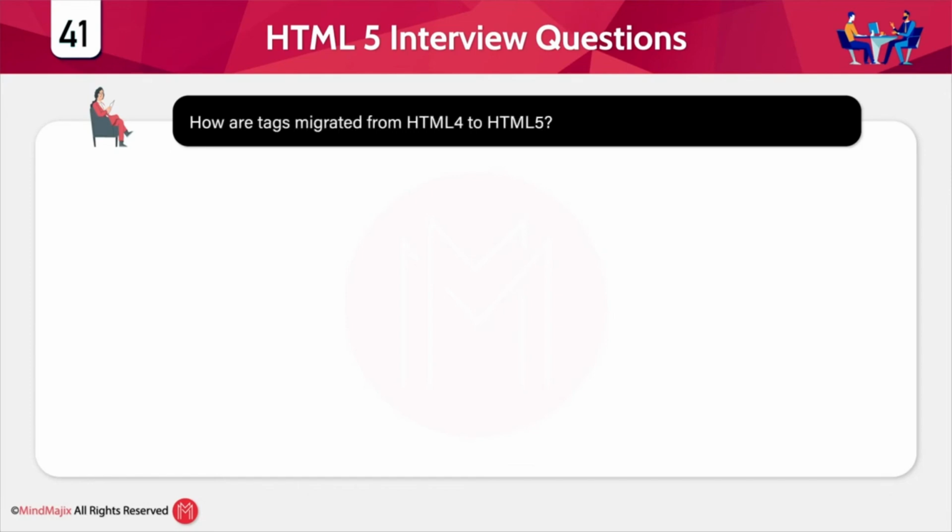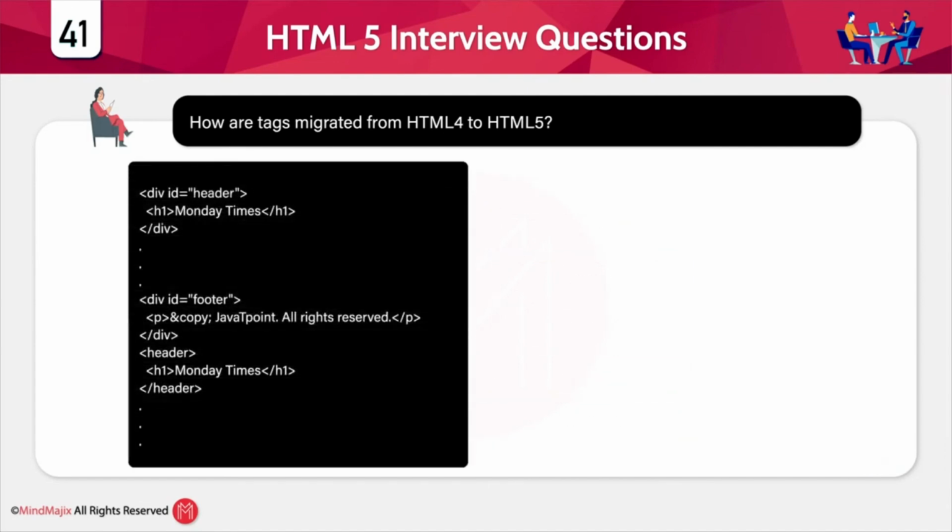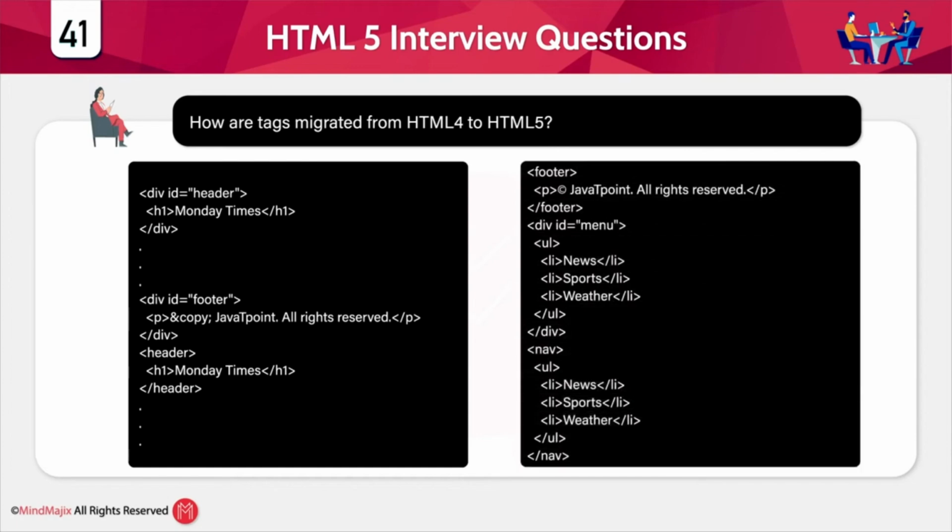How are tags migrated from HTML4 to HTML5? In HTML4 there would be a div with ID header; in HTML5 there is directly a header tag. Div ID equal to menu becomes the nav tag. Div ID equal to content becomes the section tag in HTML5. Div ID equal to footer becomes the footer tag directly. Div ID equal to header is given directly as a heading tag.